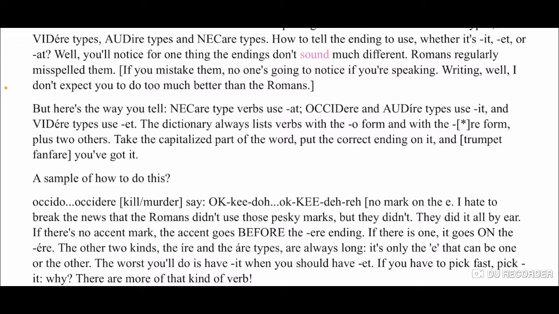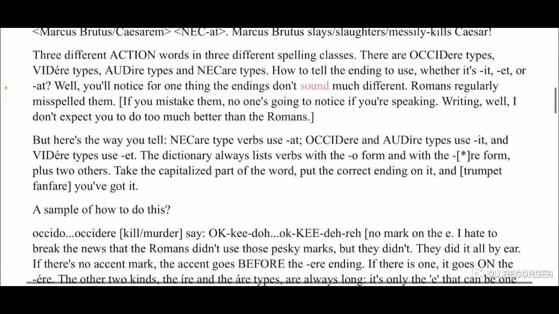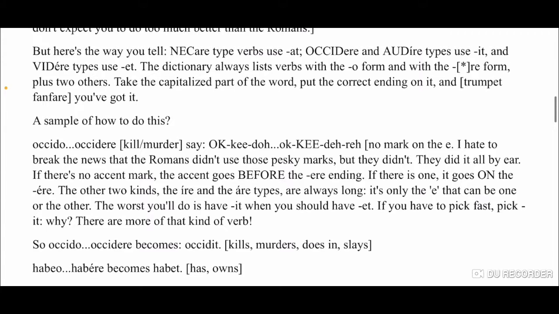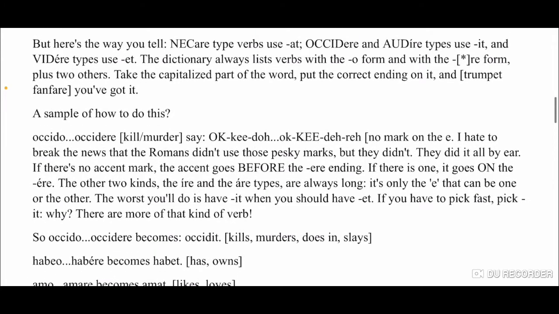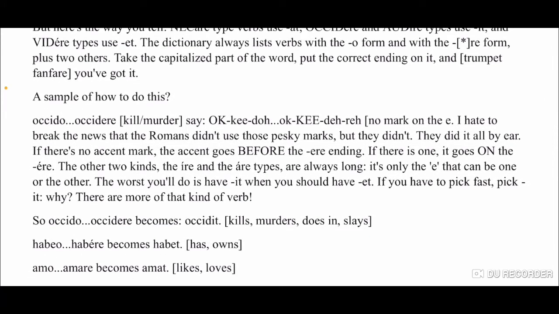The dictionaries always list verbs from the O form and with the RE form, which is this form, ARE, ERE form, plus two others. Take the capitalized part of the word, put the correct ending on it, and you've got it. A sample of how to do this: occido, occidere, kill or murder. Say occido.